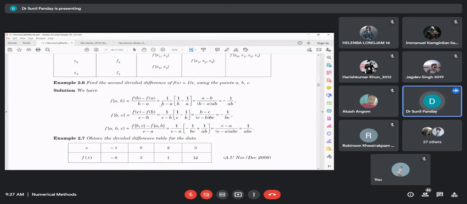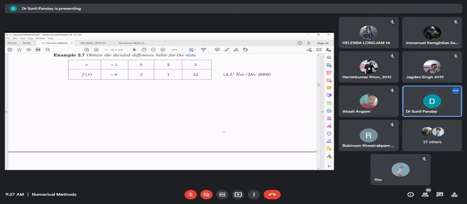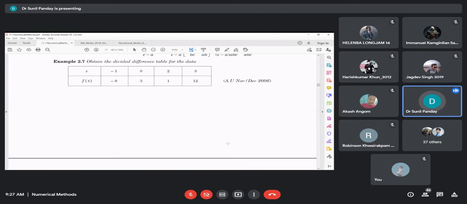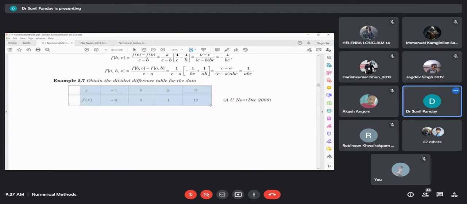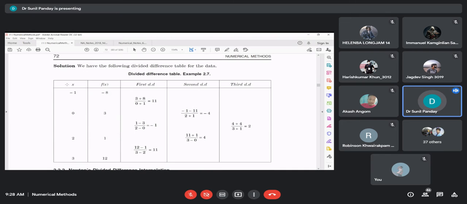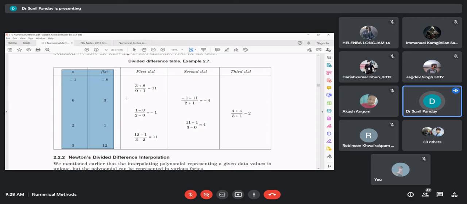So these are some problems you can try yourself. Here we have to calculate the divided difference table for x equals minus 1, 0, 2, 3 with values minus 8, 3, 1, 2. You can see already that they are not equally spaced in terms of x. So if we want to construct a difference table, we can construct only the divided difference table. We have rewritten the data like x and f(x) like this, and then use the definition.